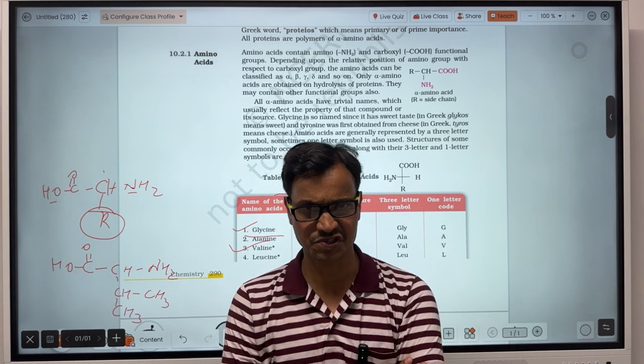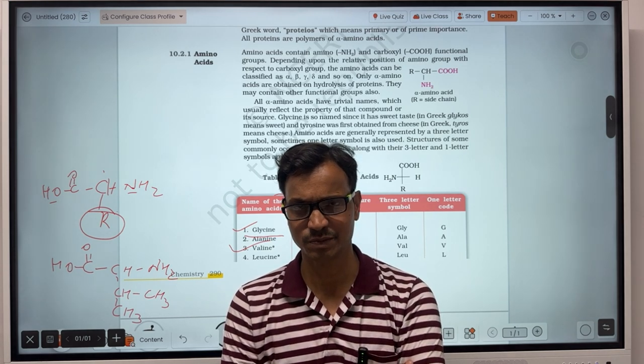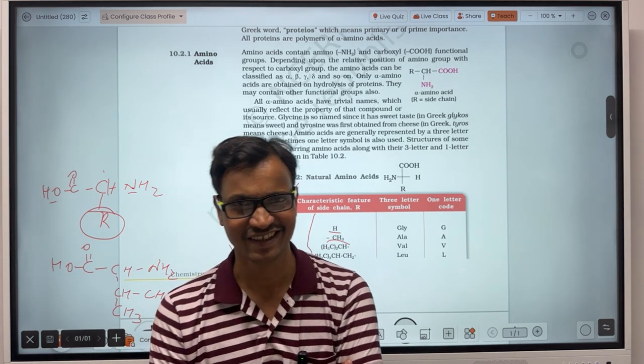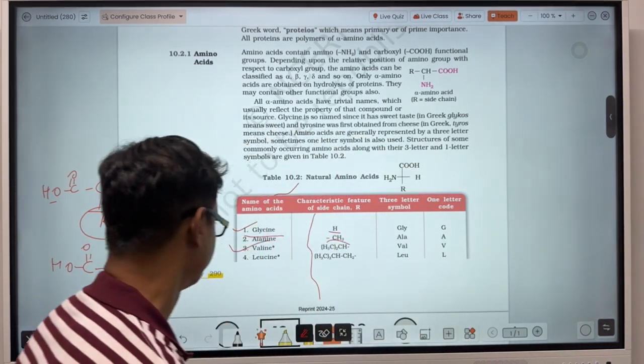Non-essential amino acids are the amino acids which can be synthesized in the human body. Okay, so alanine can be synthesized in the human body.